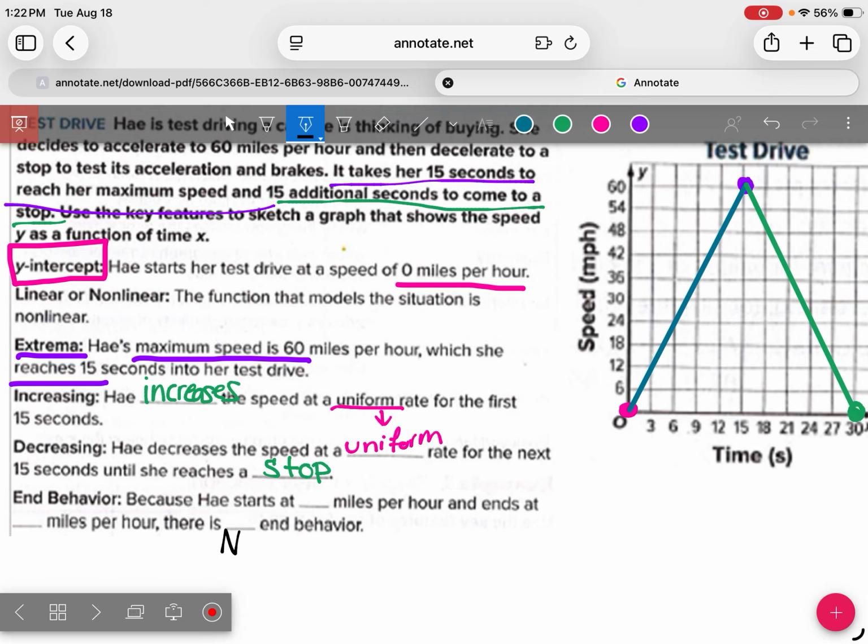So there is no end behavior. There's no ends. I don't have anything where an arrow is. End behavior describes the arrows. If we don't have arrows, we don't have end behavior. And the last sentence in there is trying to get us to see that since they start at 0 miles an hour and they end at 0 miles an hour, they're not going anywhere. There's no arrows. Which is just a little weird. It feels weird. And it happens.